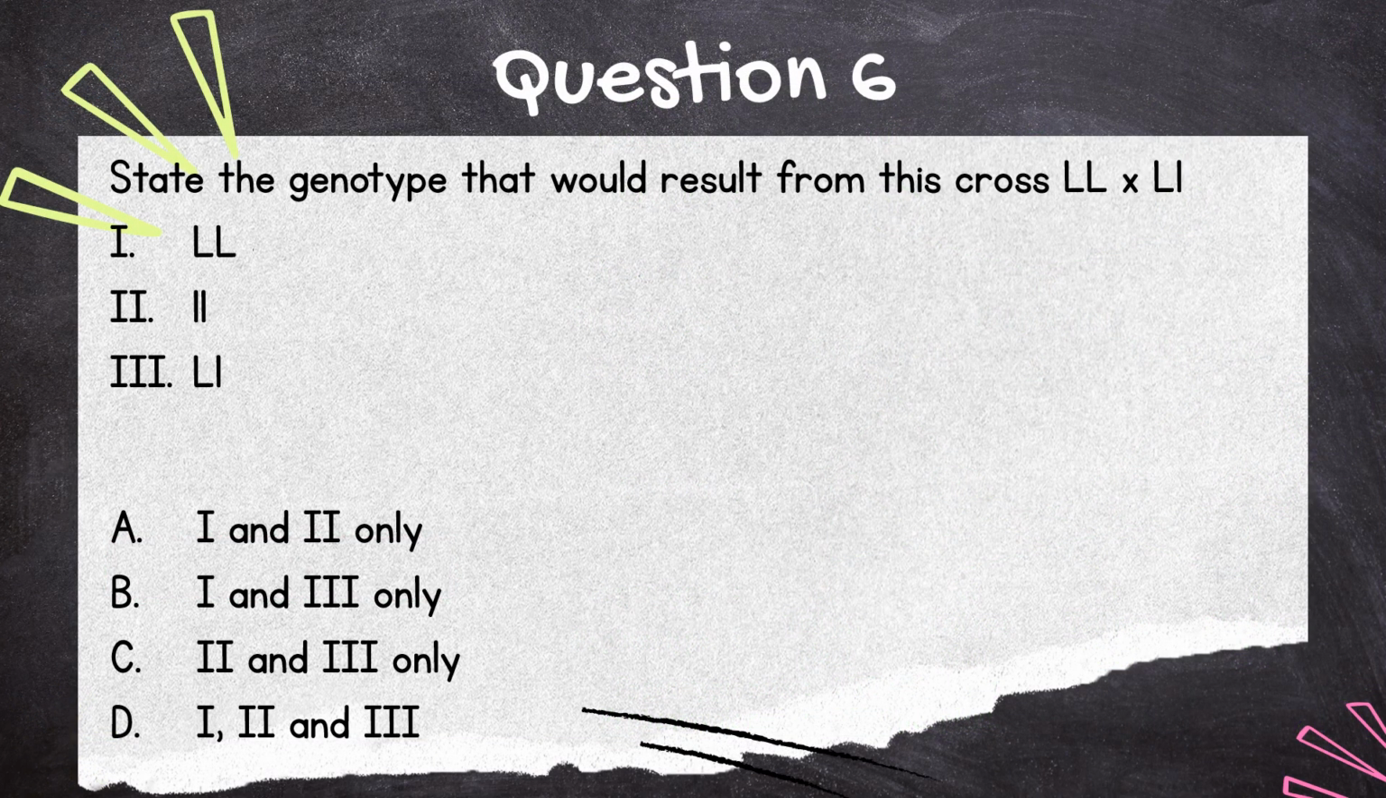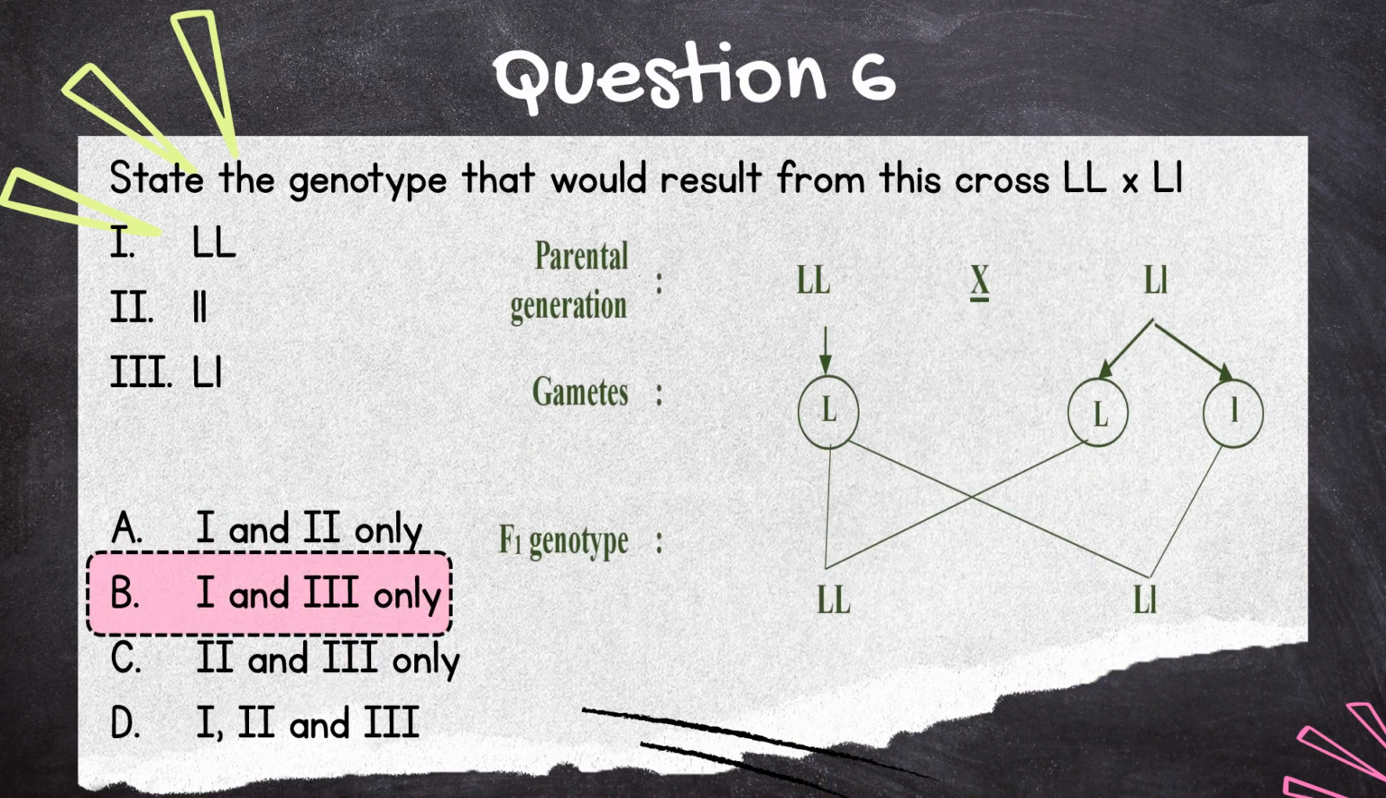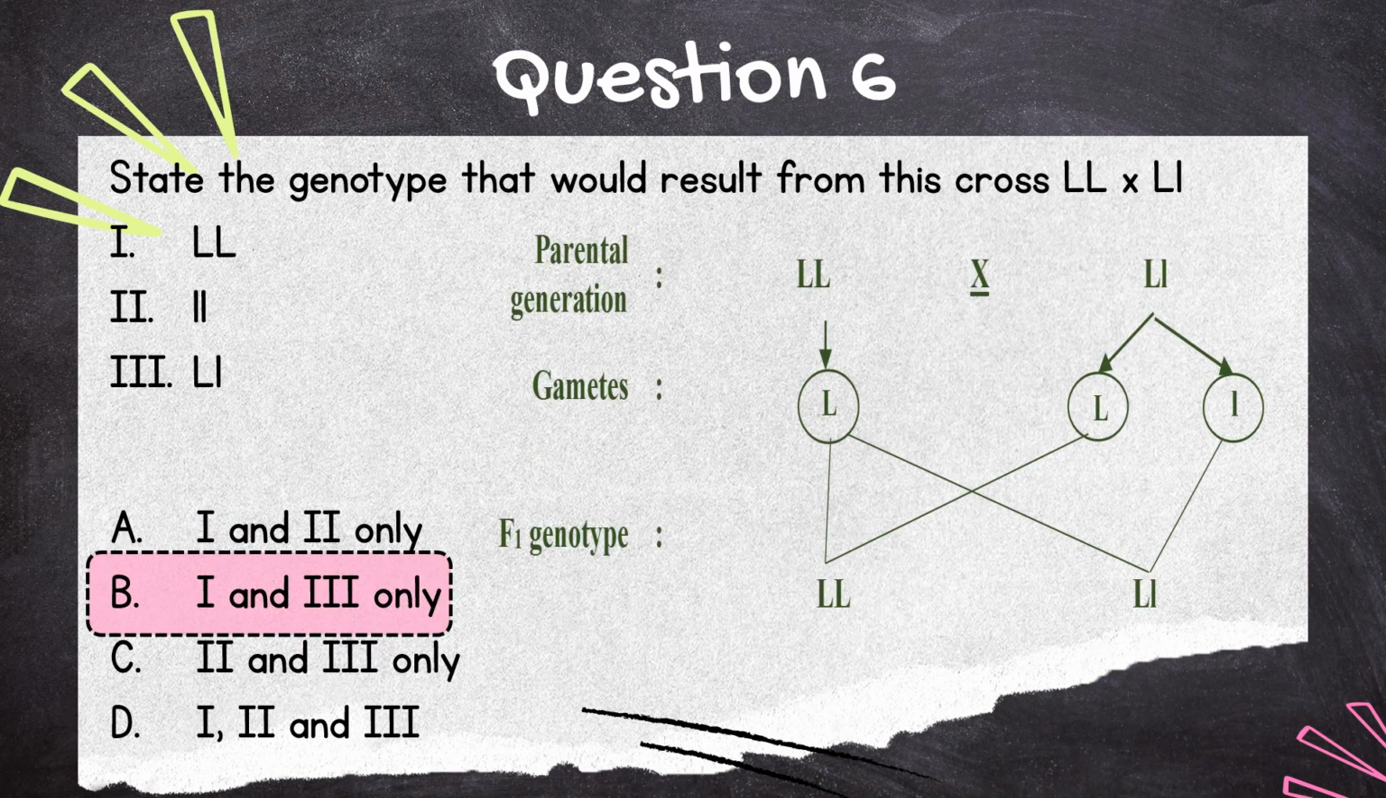Question 6. State the genotype that would result from the cross between homozygous dominant and heterozygous. The answer is B, 1 and 3 only. Based on the genetic diagram, it is not possible to get an offspring with homozygous recessive.